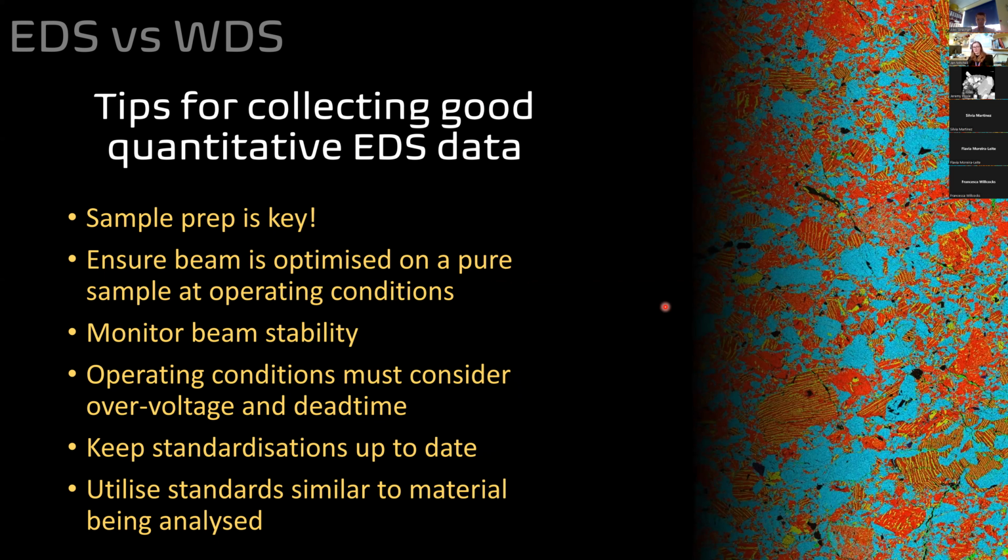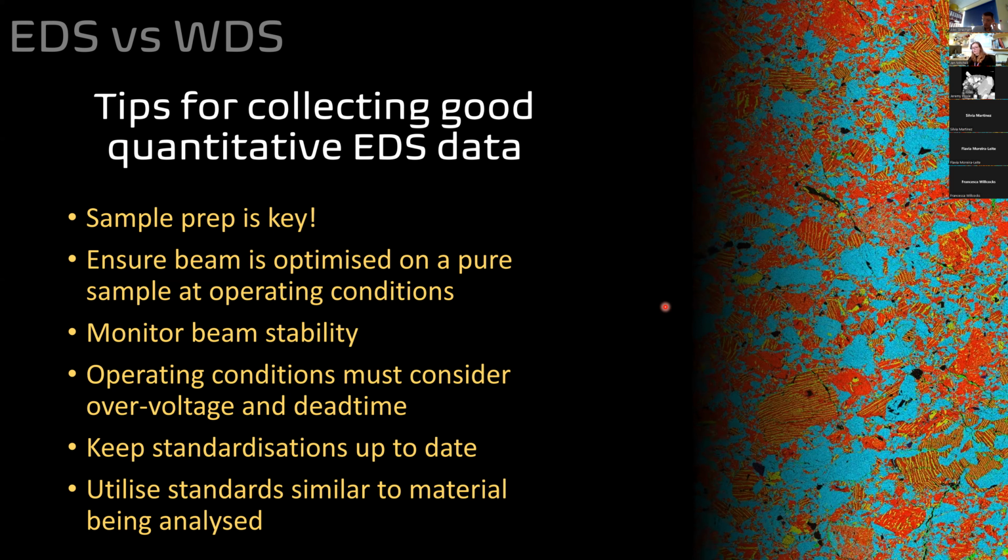You can't change anything. Once you've optimized, that is what you're analyzing at. You need to make sure you have a good beam stability as well. So the system that we use downstairs, our JEOL 7001, has a beam stability of less than 0.1 nanoamps across 3 hours. And your operating conditions, you need to make sure that they consider the overvoltage, so you're making sure that you've actually got enough energy to measure all the things that you're looking for, but also that your dead time is appropriate for your EDS detector.